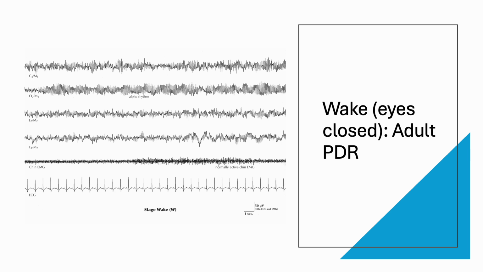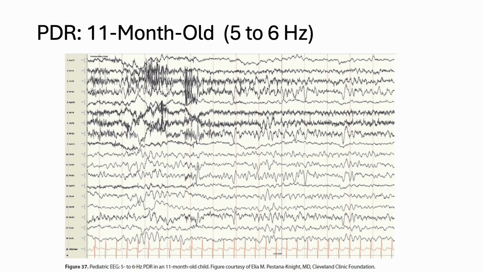This is PDR seen in adults, and it's fast enough to be called alpha. Here's the PDR in an 11-month-old. It's about 5 to 6 hertz. You can see the vertical lines in the study. Those are seconds, so you can count the number of waves in each one. So let's see. 1, 2, 3, 4, 5, 6. So that's about right there with 5 or 6.